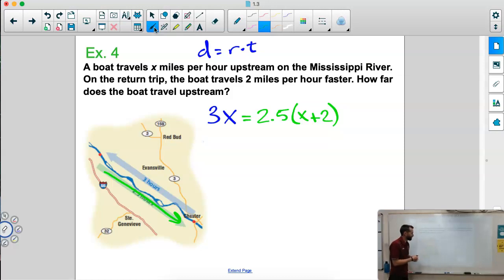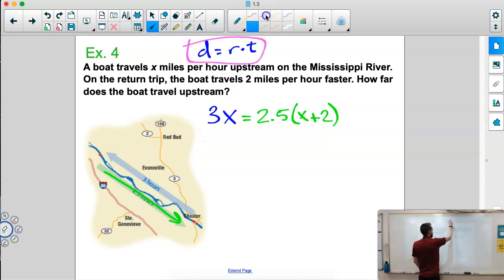Now, again, I want to be careful. They want us to figure out what D is. Well, to get D, I need to first figure out what R is. I already know the time. So I need to figure out x, and then I'm going to plug it back in. And be careful about that. We're going to come back to this at the end if we're thinking carefully. Okay? So all that means is I would do the distributive property here.